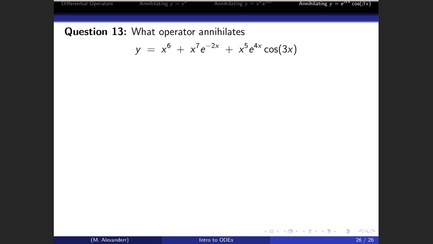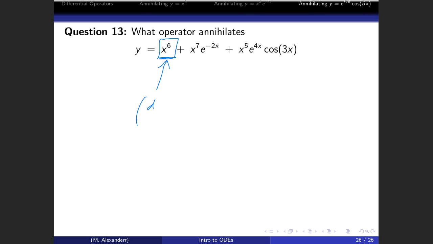One more example. This is a little bit more involved. Okay, so now this function has 3 pieces to it. So let me write it out this way. Let's start with this part here, x to the 6. Okay, so let's separate the problem into 3 parts. So let's look at the blue function. And then the question is, what is the operator that annihilates the blue function?